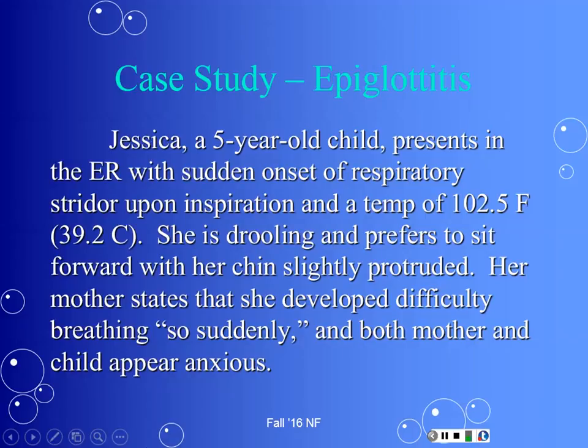All right, so Jessica's a 5-year-old child. She presents in the ER with a sudden onset of respiratory stridor upon inspiration and a temp of 102.5 or 39.2. So mom's like, she was taking a nap. She didn't feel good, and all of a sudden she woke up and she has this really high fever and she's making this funny noise. So she's drooling, and 5-year-olds generally don't drool. So she's drooling and she prefers to sit forward with her chin slightly extended. Her mom states she developed difficulty breathing so suddenly, and both mom and child appear anxious.